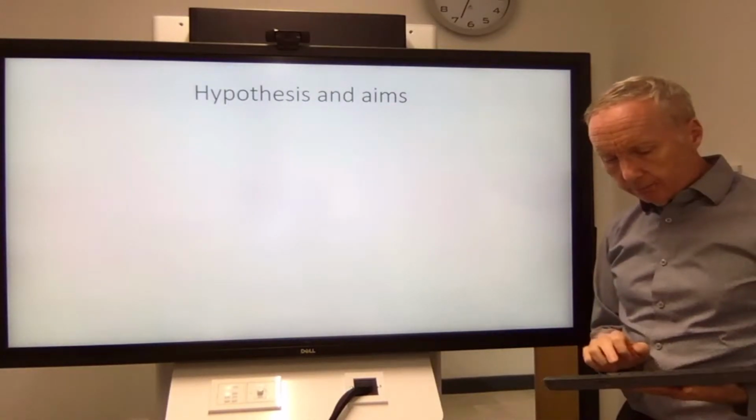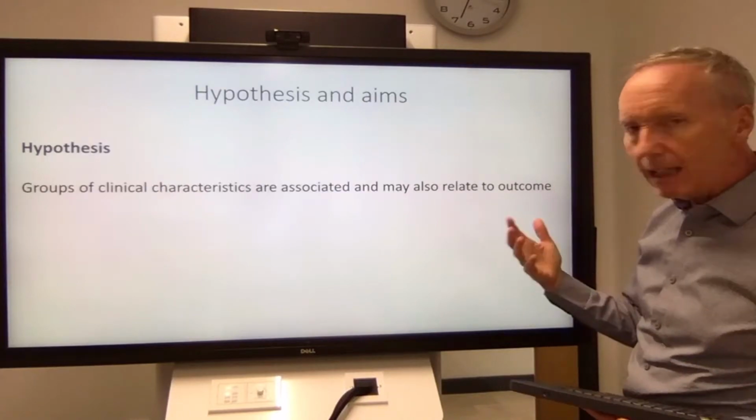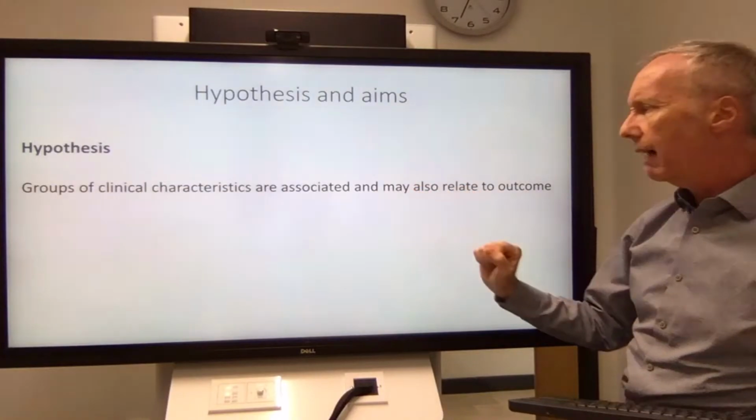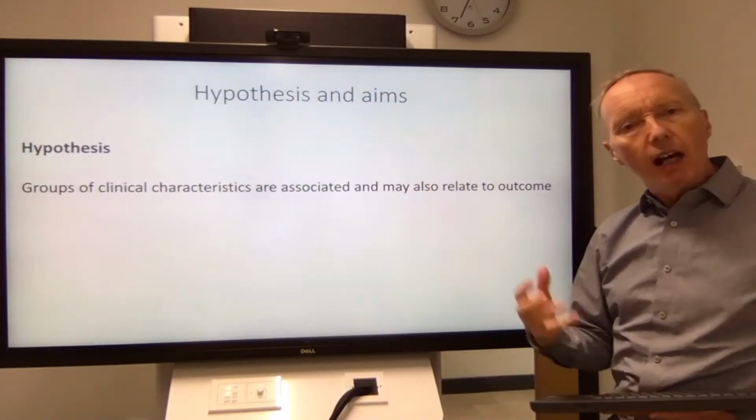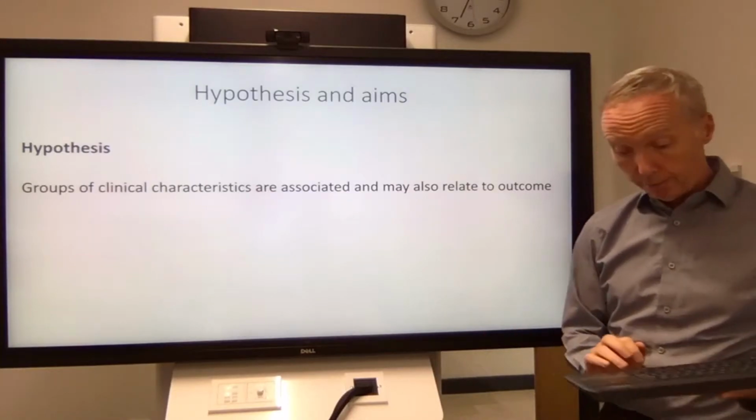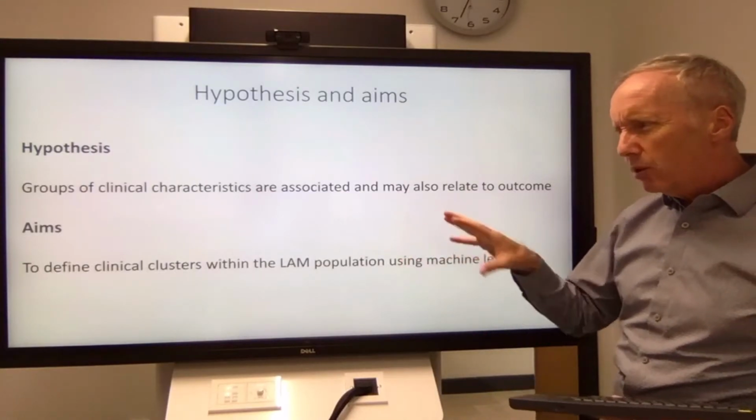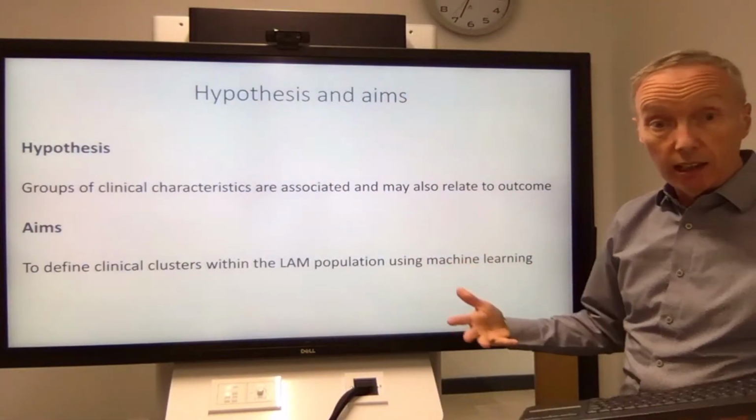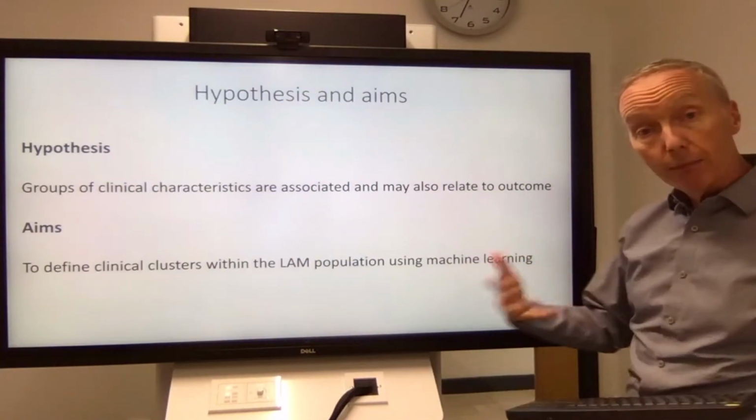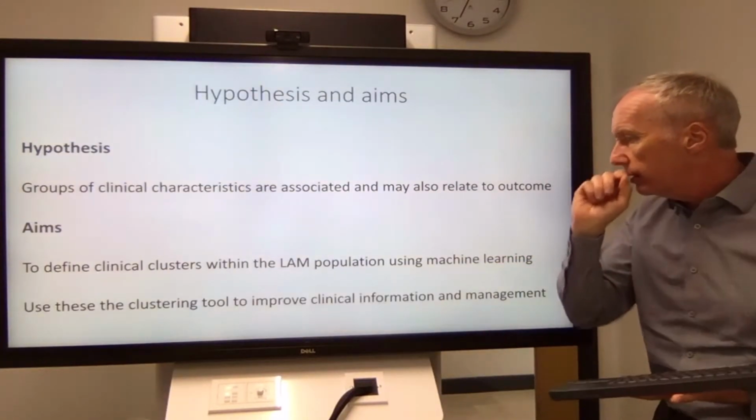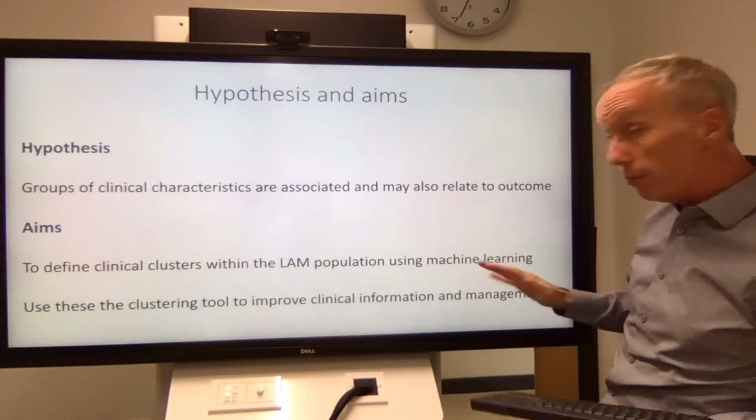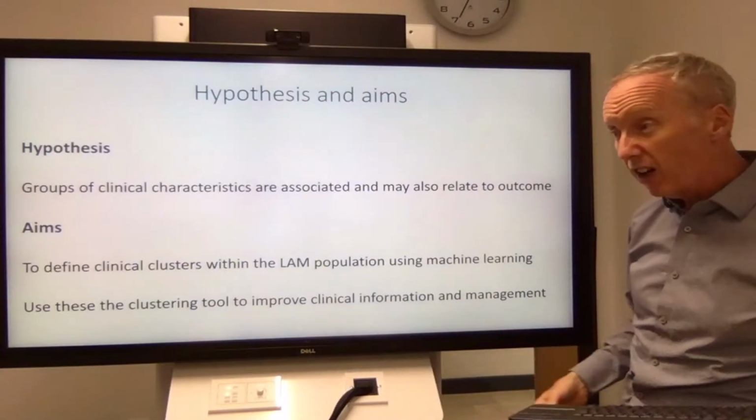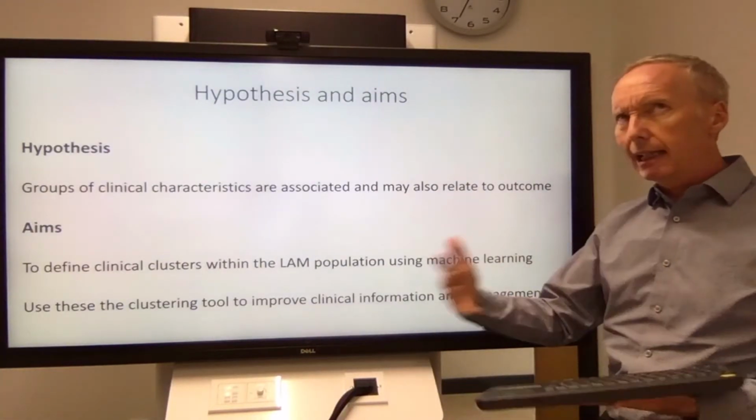So the hypothesis and the aim of this piece of work really was based on the assumption that groups of clinical characteristics are associated with each other and might relate to patients' outcome. And we thought that if we could define groups of patients with different features using this machine learning technique, we might be able to use that to make treatment decisions, to improve the management of people with LAM, get people on treatment faster, reassure people about things that were less likely to happen to them.